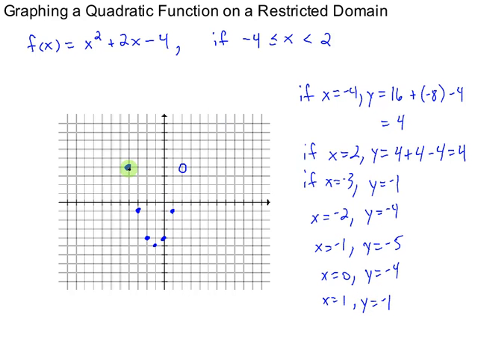And now we could just connect the dots here. So this is our restricted domain parabola. We've cut off the ends of it, right? And we've got our open and closed circles on the ends appropriately, depending on whether or not the two endpoints, -4 and 2, are included.